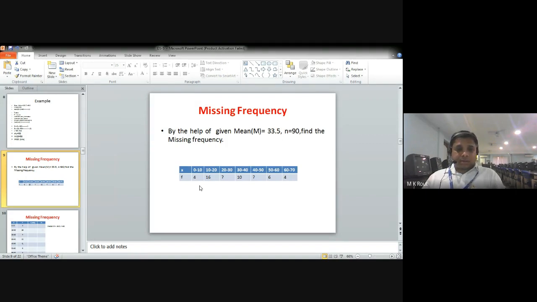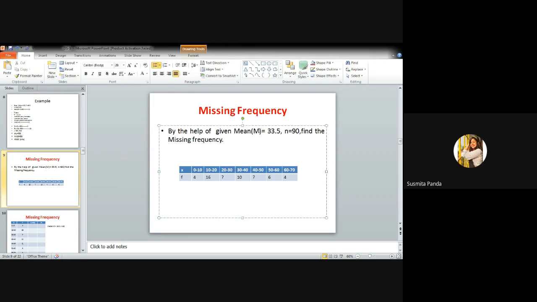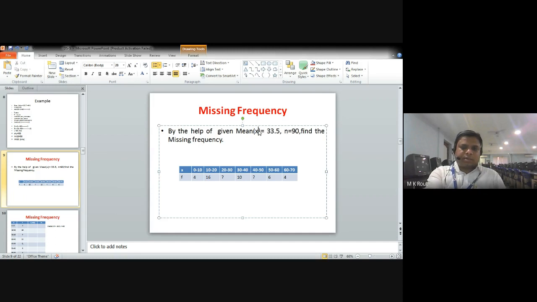That is mean. Sir, the symbol is wrong, M is written. Oh, that is X bar actually. Okay. Then the last one is 60 to 70, the frequency is 4. Calculate the missing frequencies.